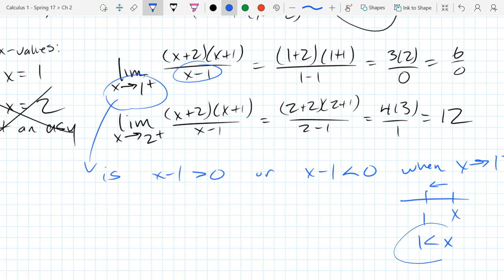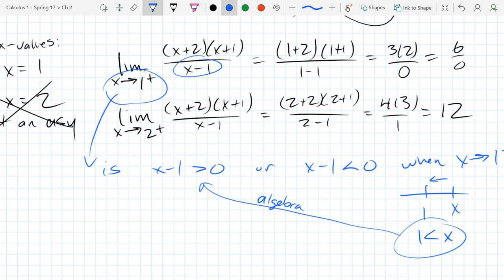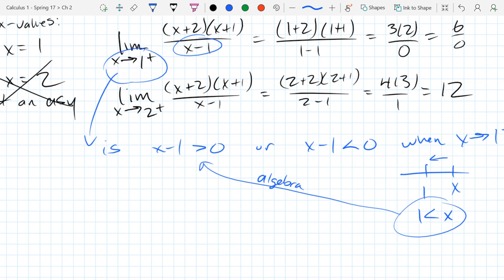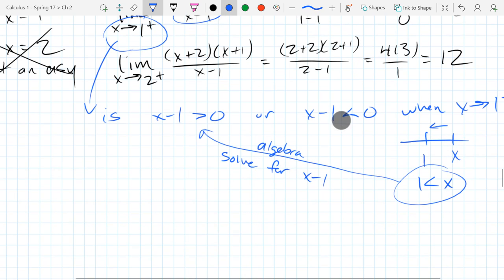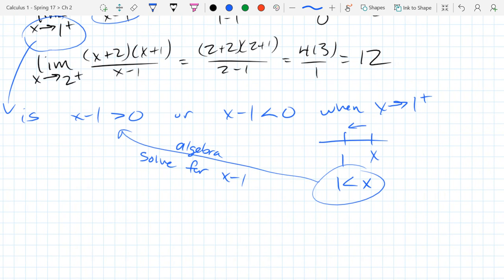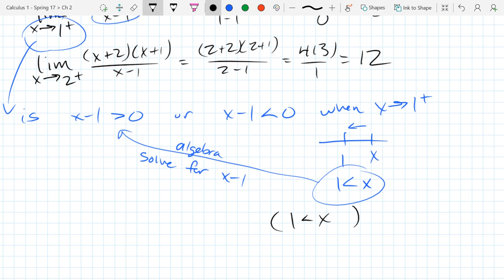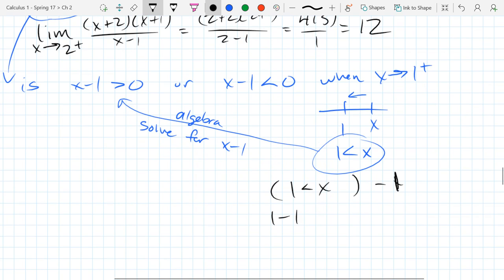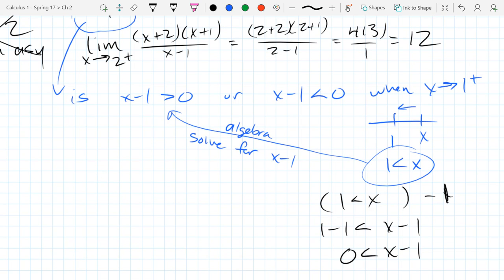How can I use this inequality to get to x minus 1? Of course, we're going to use algebra to get there. I'm going to do something weird: I'm going to solve for x minus 1. How do I turn x into x minus 1? I have to subtract 1 from both sides. Subtracting is okay because it's not going to flip my inequality around. Adding or subtracting any number won't change your inequality. So we have 1 less than x, and subtracting 1 from both sides, 1 minus 1 is less than x minus 1. So we got 0 is less than x minus 1. That means x minus 1 is positive.